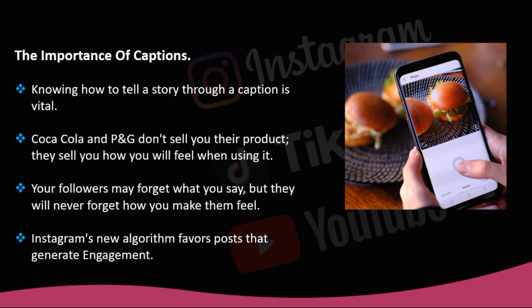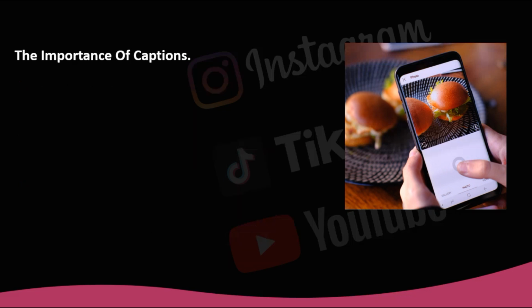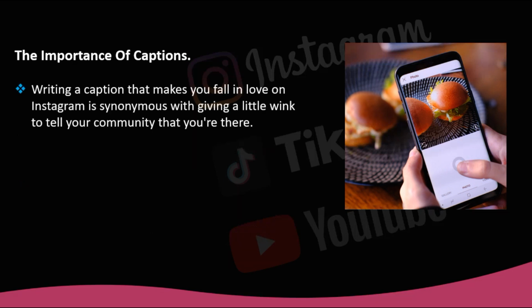Forrester Research claims that Instagram is the king of social interaction. That's because the most influential brands are registering high rates of engagement. They get a 2-3% interaction for every follower, and this figure exceeds the engagement generated by the same brands on both Facebook and Twitter. Writing a caption that makes you fall in love on Instagram is synonymous with giving a little wink to tell your community that you're there, that there's a human being behind your profile.